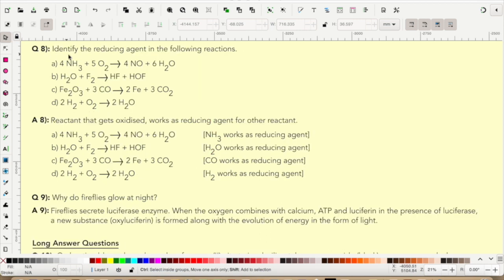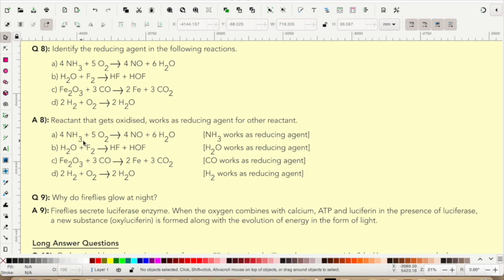Eighth question, identify the reducing agent in the following reactions. In these reactions, we need to identify which reactant is getting oxidized. That reactant will work as reducing agent for the other reactant. First equation is 4NH3 plus 5O2 makes 4NO plus 6H2O. Here NH3 is losing hydrogen to form NO. That means it is getting oxidized.